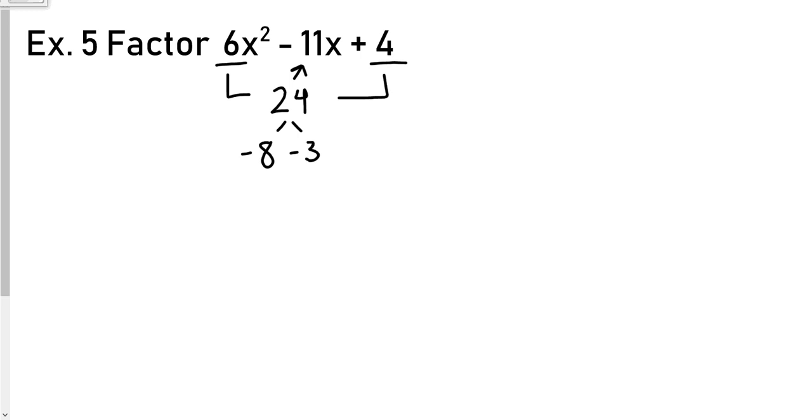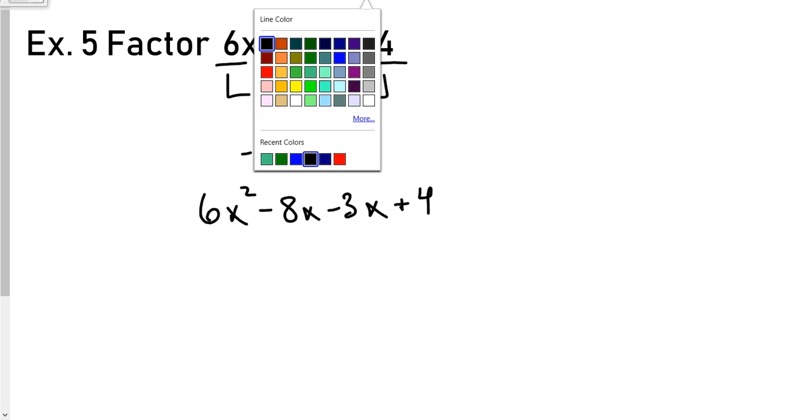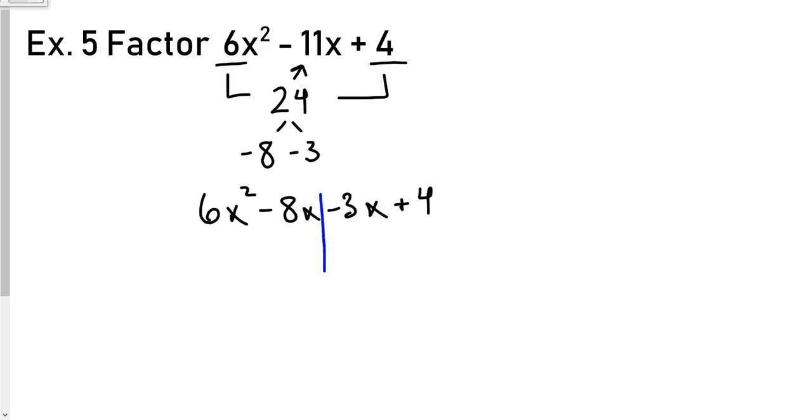Negative 8 times negative 3 gives you a positive 24, but negative 8 minus 3 gives you negative 11. So that's how I can split the middle up. So I can rewrite this as 6x squared minus 8x minus 3x plus 4. Okay? So now I can do a little split the middle factoring by grouping.